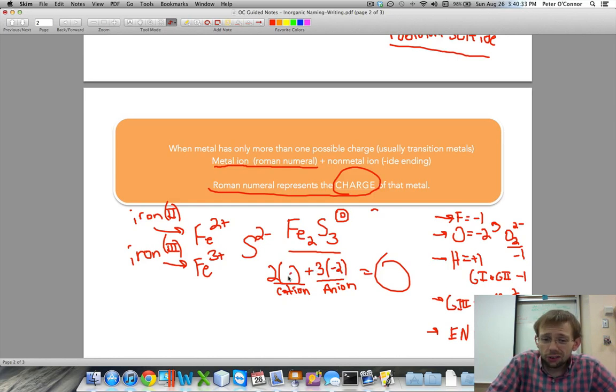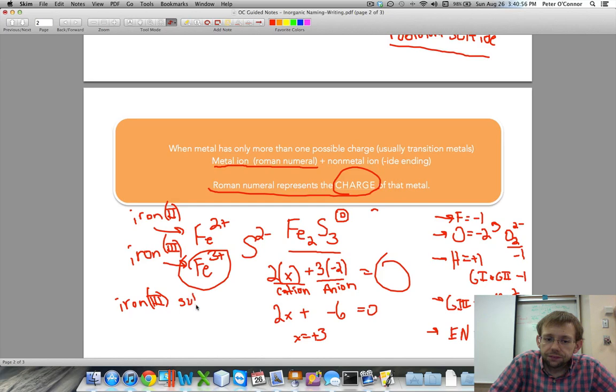So now all I have to do is solve for iron here. This is going to be -6. So 2 times something plus -6 must equal 0. So X must be +3, which means this iron is iron 3+. So this is iron(III) sulfide. Iron(III) sulfide.